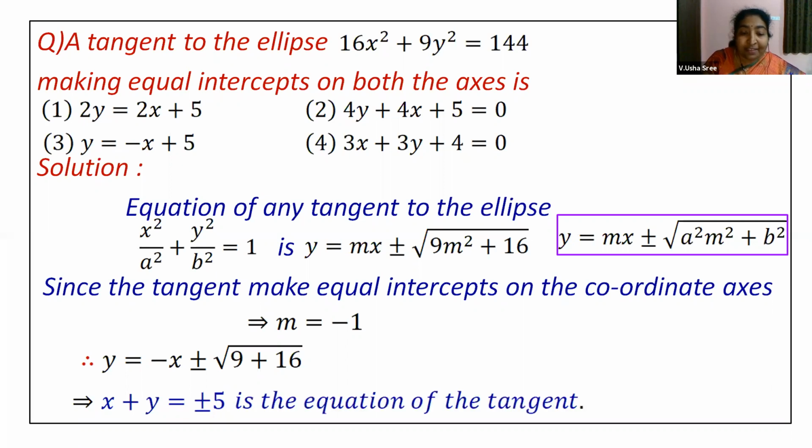This is the equation of tangents. I'm mentioning it as tangents, two tangents you are getting, children, one with plus and the other one with minus. Now, what is your question telling you? A tangent. That means one of the tangents. Now, what should be one of the tangents? Just look at this. It can be y = -x + 5. It can be y = -x - 5 also. Then the answer for this question will be 3.